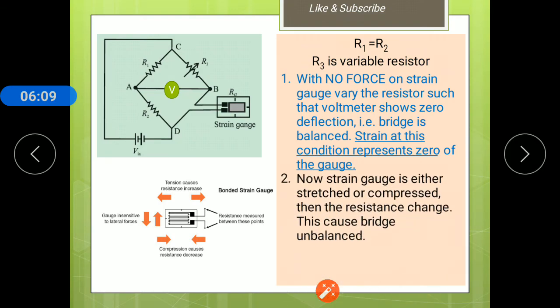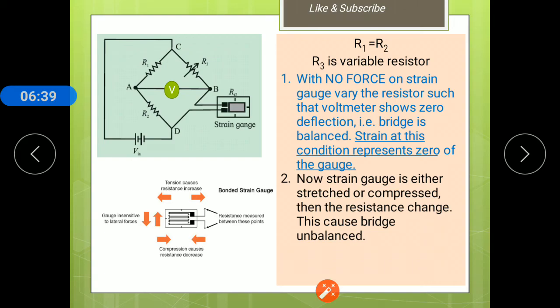Next, apply the force. You can either compress or expand the strain gauge. By compressing or stretching the strain gauge, its resistance will change. When the resistance changes, the balance condition also changes. Now the Wheatstone bridge is unbalanced. When the bridge is unbalanced, the voltmeter shows some deflection, and this deflection depends on the value of the change in resistance.